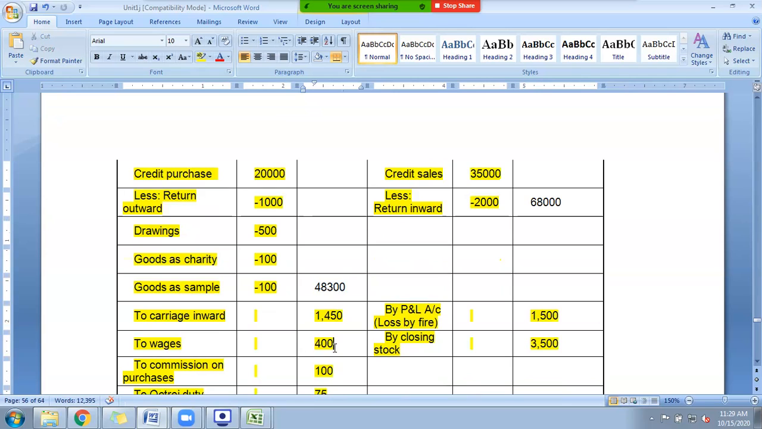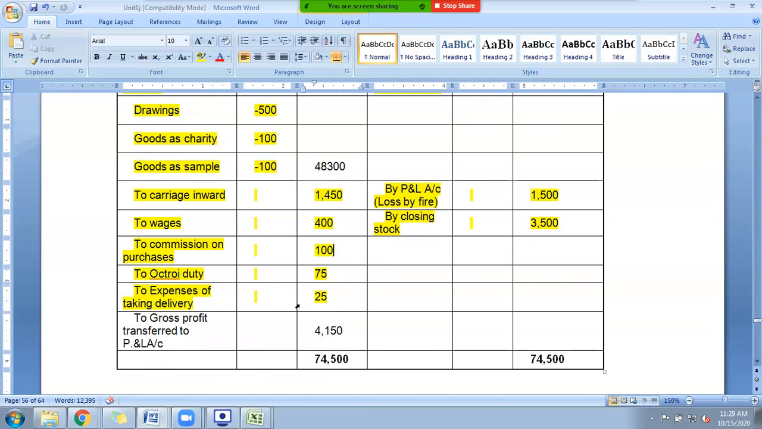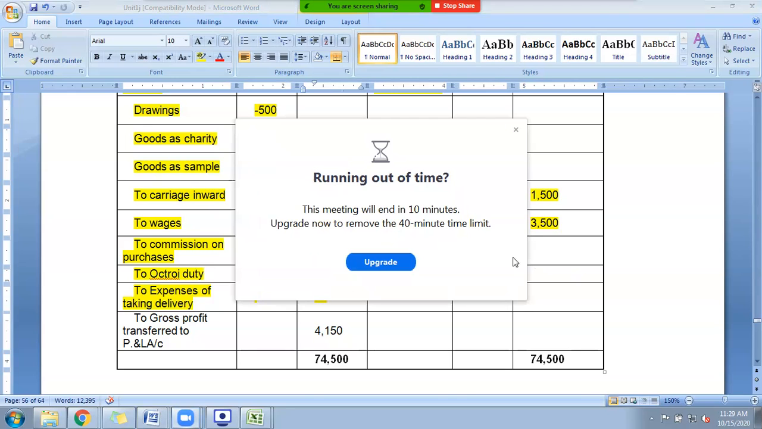Carriage inward is given in the question. Wages is given. If they mention it as commission on purchases, then definitely we will take. Blindly mentioning commission means it is going to P&L account. We will not vouch it in trading account. Direct expenses of taking delivery, as delivery happens in the production premises, so 25 rupees.